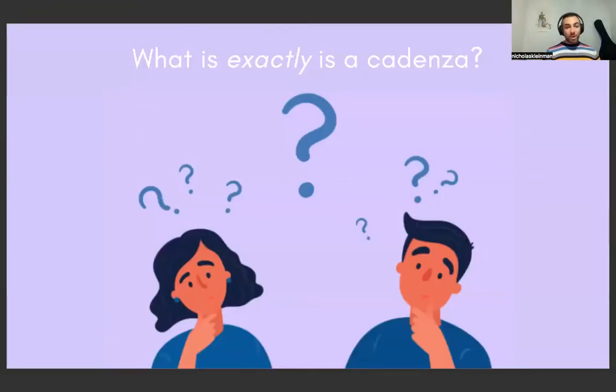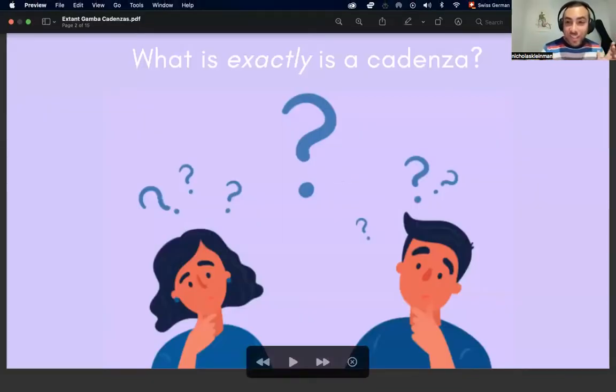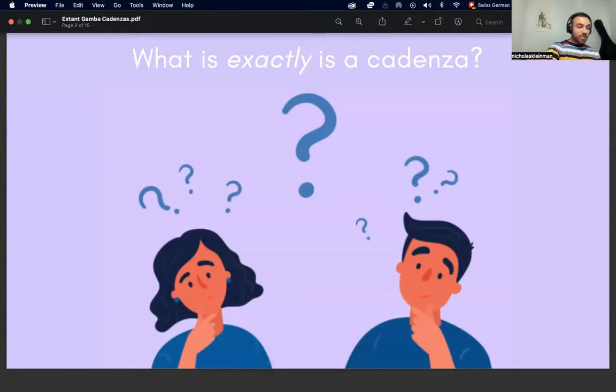So we start with trying to define exactly what a cadenza is. Are there definitions? Are there overarching attributes we can describe to all of them? What's the difference between an improvised one and a non-improvised one? Is there always only one per movement? A little foreshadowing, there is not. What's the difference between concerto cadenzas and sonata cadenzas? Are they always on a 6-4 chord? Again, a little foreshadowing.